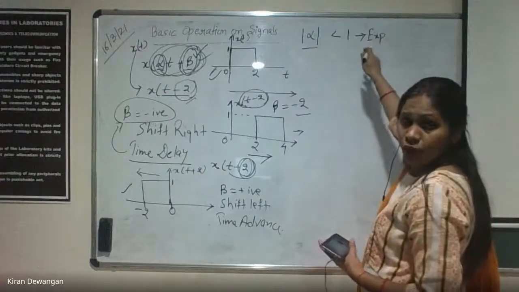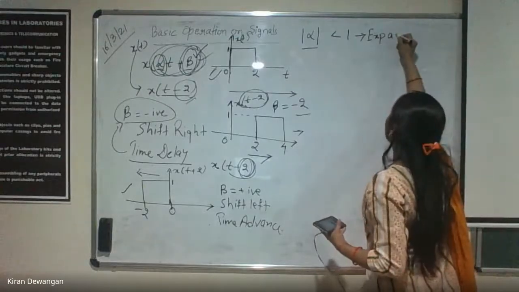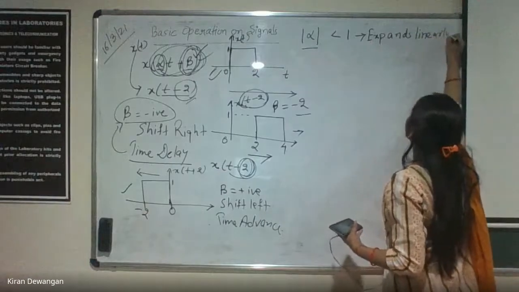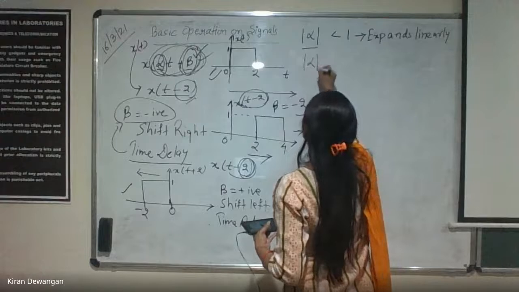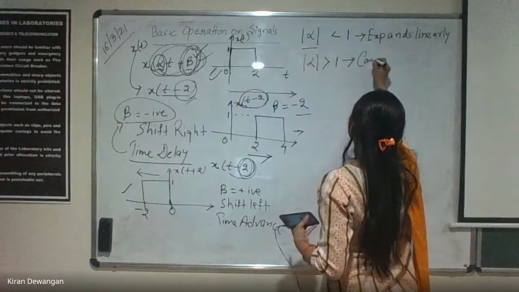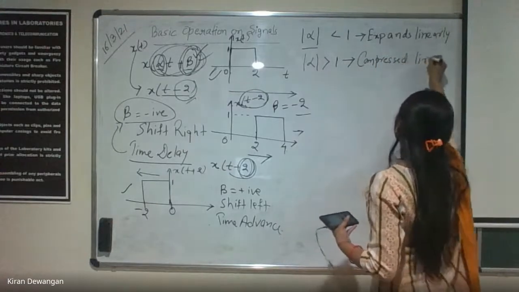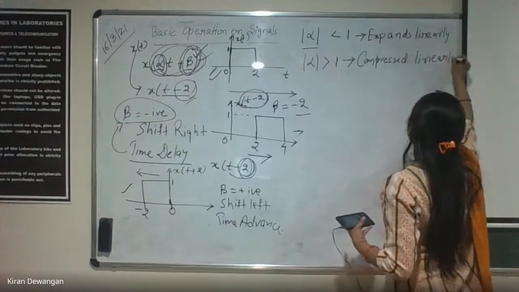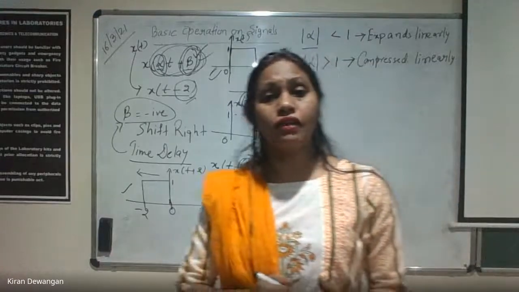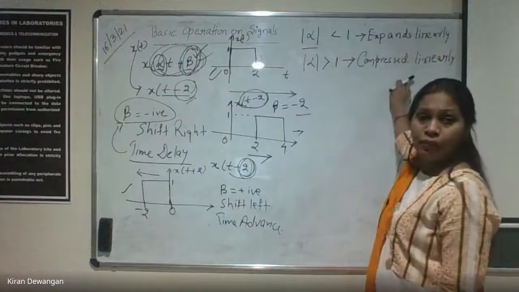If this is less than 1, what is it? If it is less than 1, it expands linearly. Now, if mod of alpha is greater than 1, it compresses linearly. Okay? So depending on the value of alpha, it is either expanding or compressing. Okay?